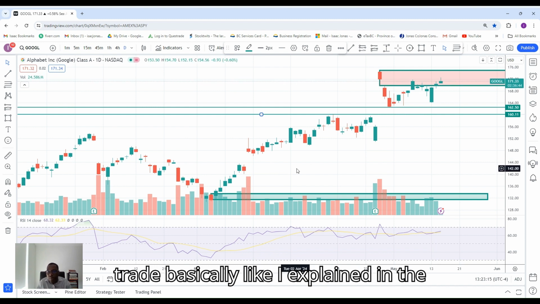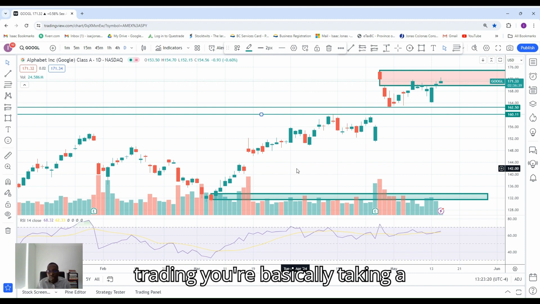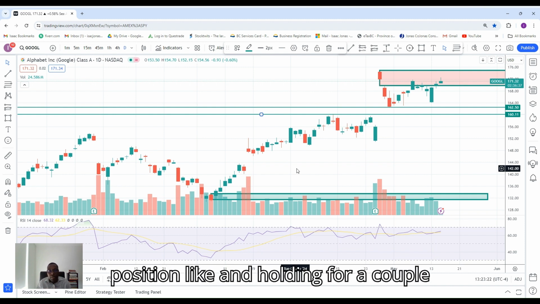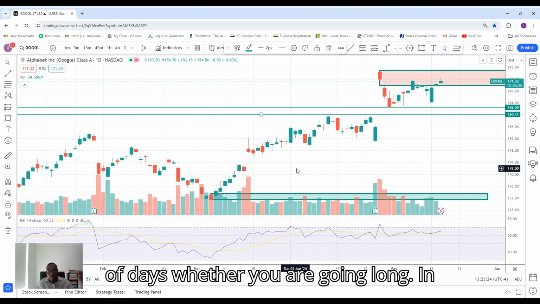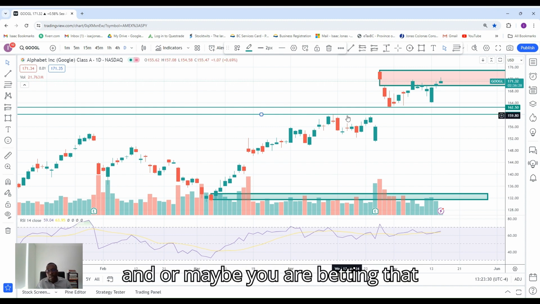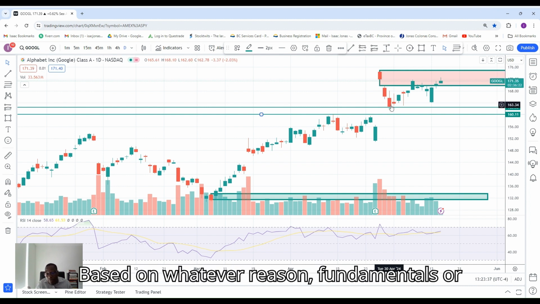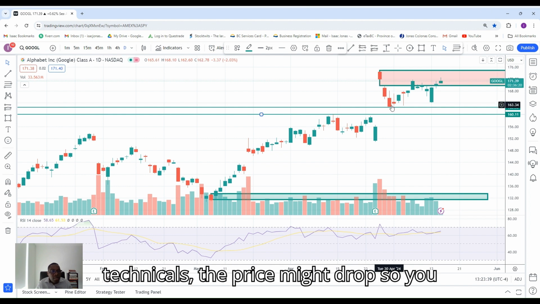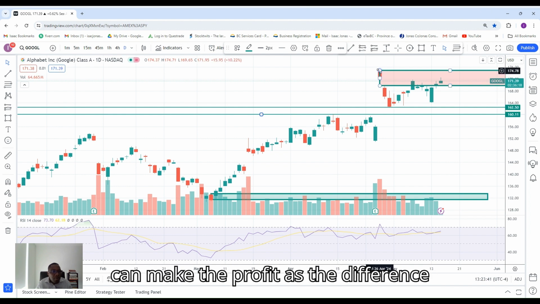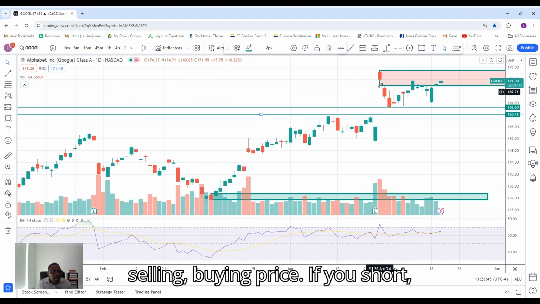Basically, like I explained in the video, when you're swing trading, you're taking a position and holding for a couple of days, whether you are going long, in other words, you're buying low with the expectation that it's going to go up, or maybe you are betting that, based on whatever reason, fundamentals or technicals, the price might drop, so you can make the profit as the difference between this selling price minus this buying price.